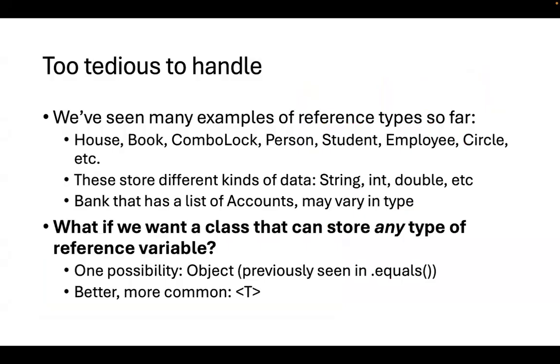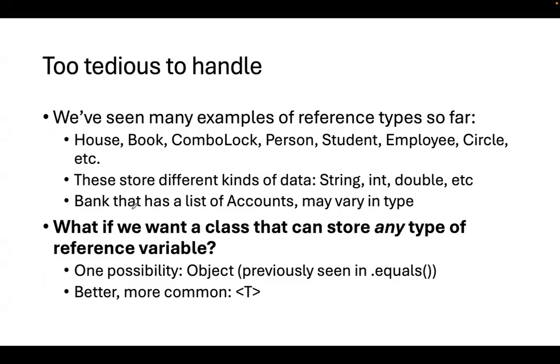So we've seen many examples of reference types so far. We've made a lot ourselves. So this includes, we made a smart house. We can, for the lab 4, we had books, we had authors, we had libraries. We made a combo lock, person, student, employee, circle, rectangle, square, so on and so forth. All of those types store different types of data. Some of them have arrays or lists. Some of them just store strings and integers.